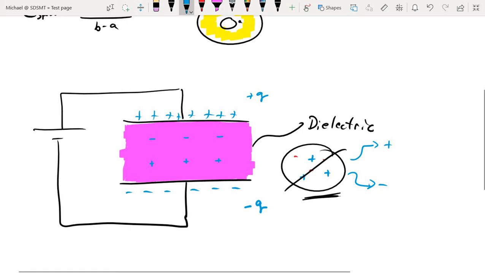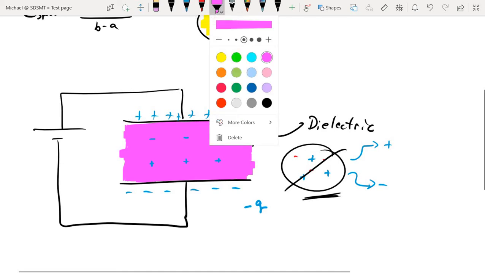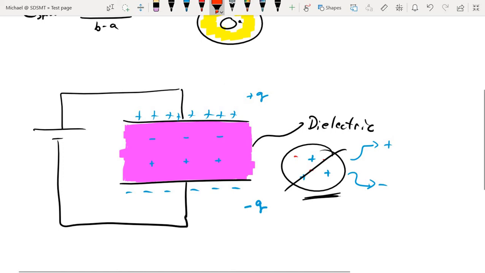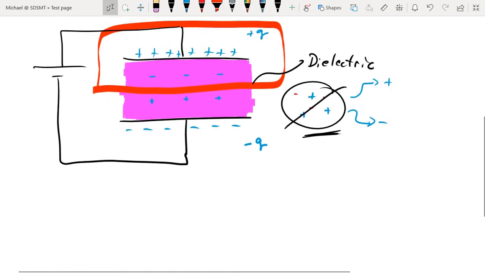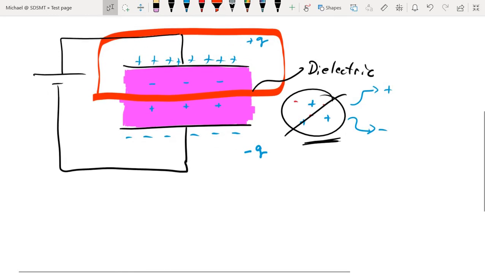And so what this separation of charge within the dielectric material does is it provides us an opportunity to redo the derivation for the capacitor system.